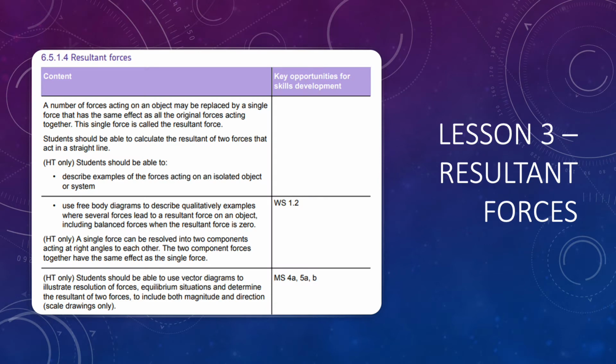Before we get started, make sure you are aware that there is some higher tier information in this lesson. I'll make sure that whatever is higher tier has a note on it, so that if you don't need to learn it, you can skip forward to when that note disappears. We're going to be looking at resultant forces today, which works off the previous lesson that we did when we were learning about vectors.